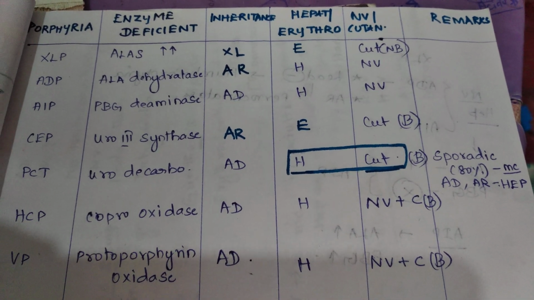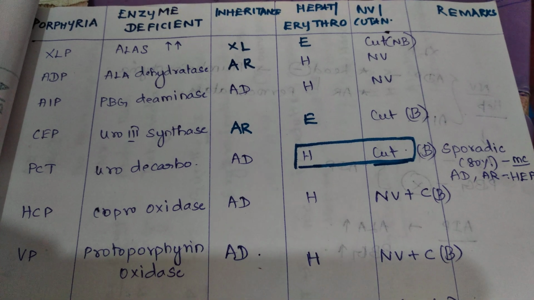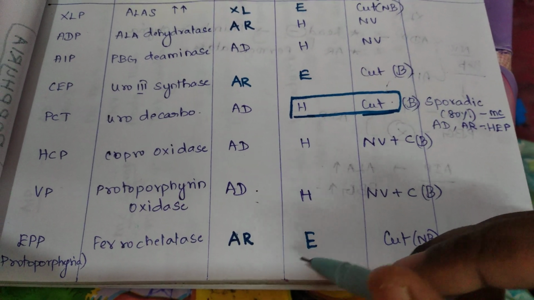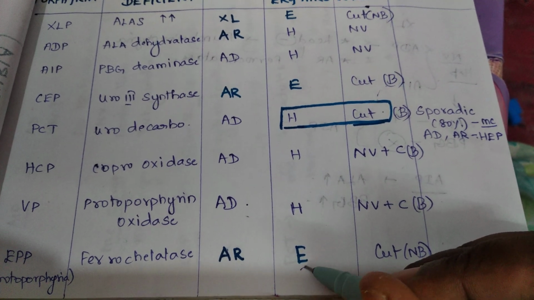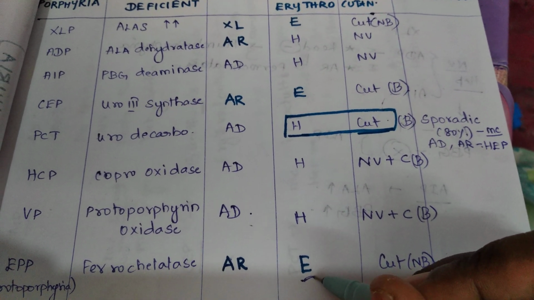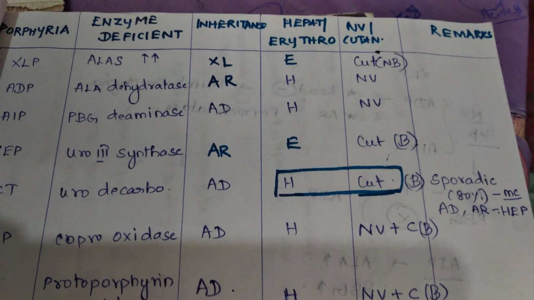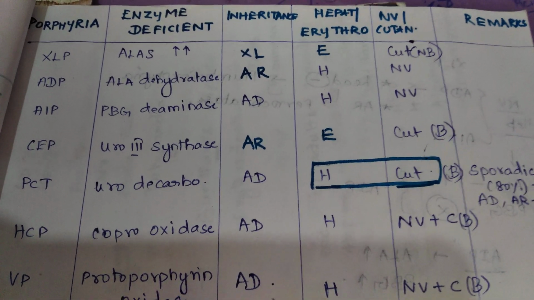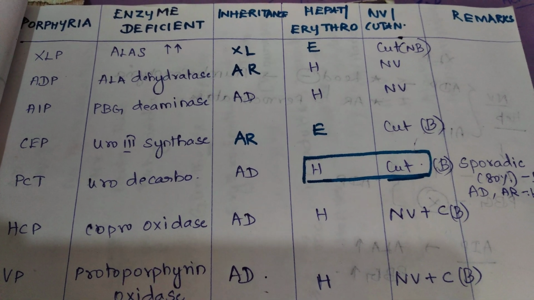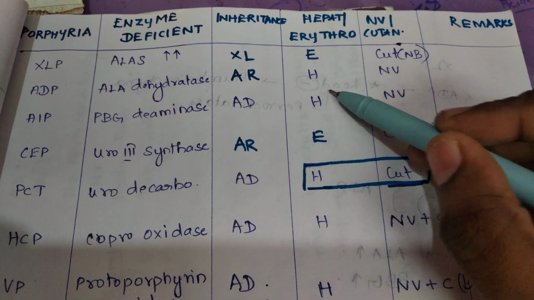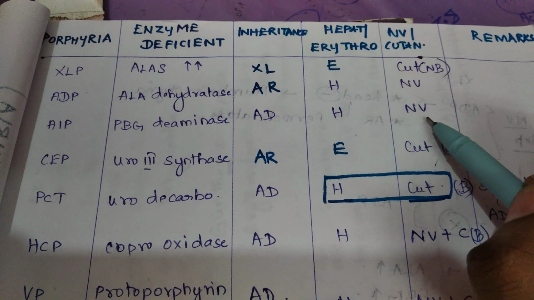Next, congenital erythropoietic porphyria is also erythropoietic, so it is going to be cutaneous. Next, erythropoietic protoporphyria also has erythropoietic porphyria, so it is going to affect skin, so cutaneous. So all these are ruled out. Now the rest, autosomal dominant and acute intermittent porphyria, both are going to produce hepatic porphyrias, so neurovisceral involvement.